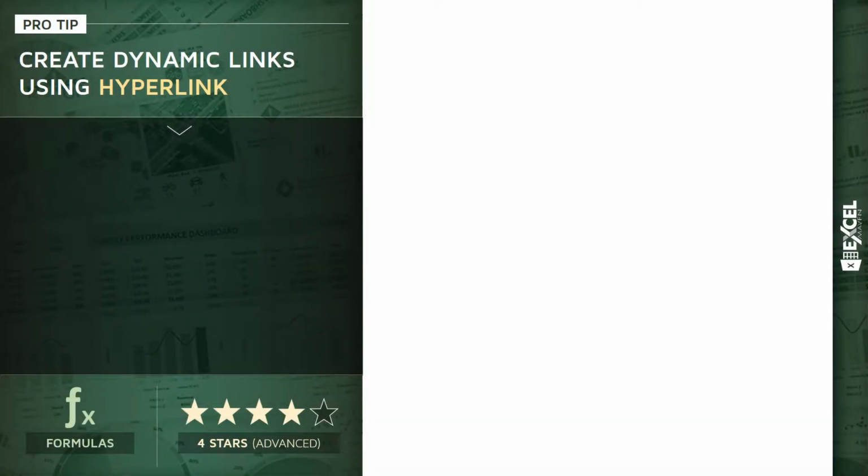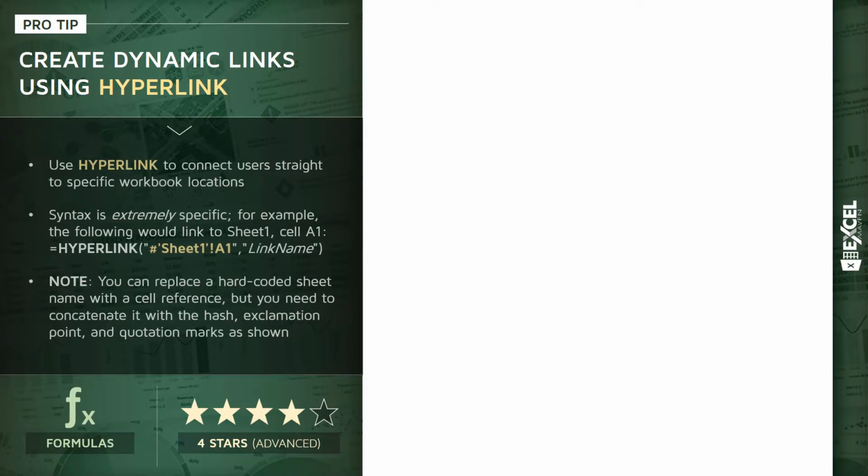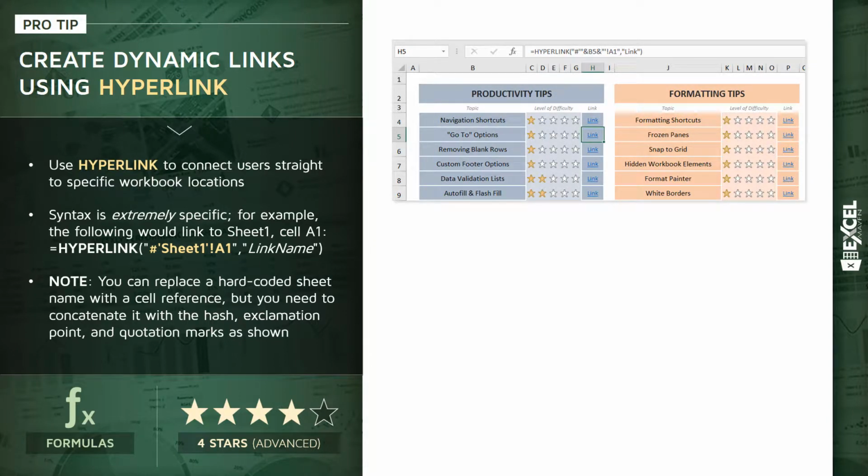All right, for this pro tip, I want to show you how to create dynamic workbook links using the hyperlink function. So what we're going to do here is use hyperlink to connect users straight to specific workbook or worksheet locations. Now, if you're following along with the course, this should sound very, very familiar because that's exactly what I've done in the table of contents tab in the pro tip workbook.